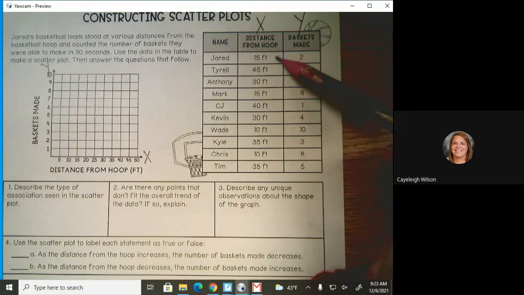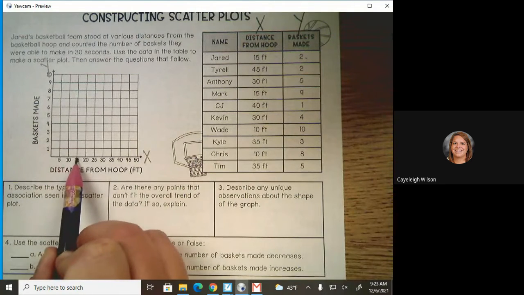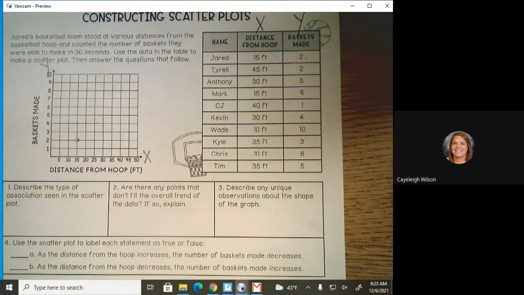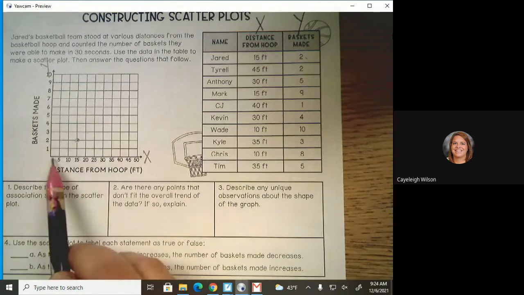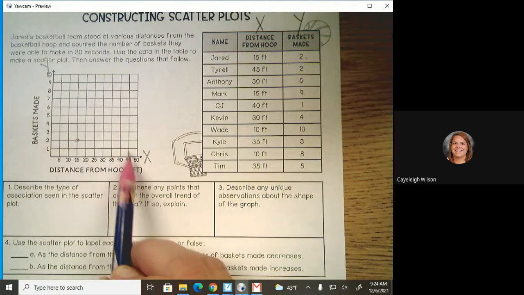So the first point that I'm going to graph is 15 feet and 2 baskets made. So I'm going to go to 15 feet, and then I'm going to go to 2 baskets. Okay, the next one is 45 feet and 2 baskets. So I'll go to 45 feet and then 2 baskets.